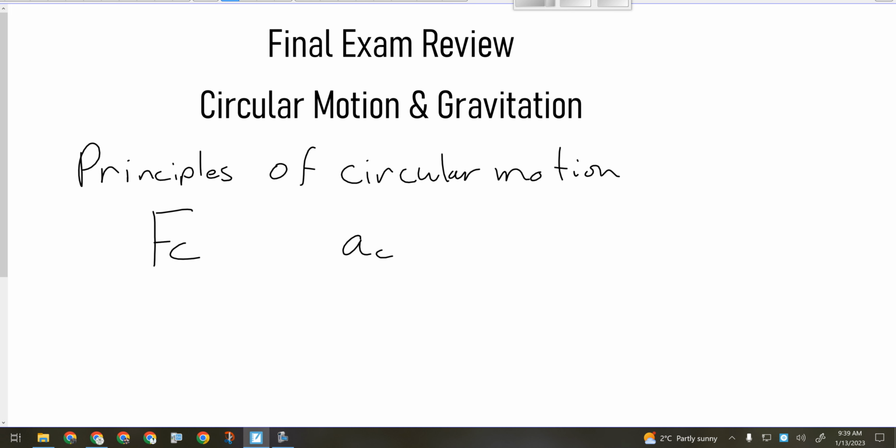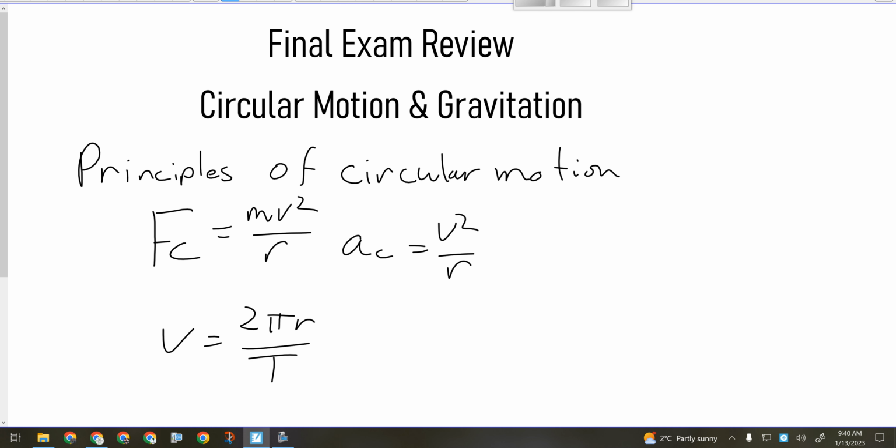Okay, but people didn't like that answer for whatever reason. Remember, the speed is constant, right? I mean, all of our formulas involve that speed, not the final, not the initial, that constant speed, right? This is v squared over r, okay? v equals 2 pi r over t, okay? We're not calculating a velocity in any of those situations. It's the speed of the object, and it is constant for uniform circular motion.